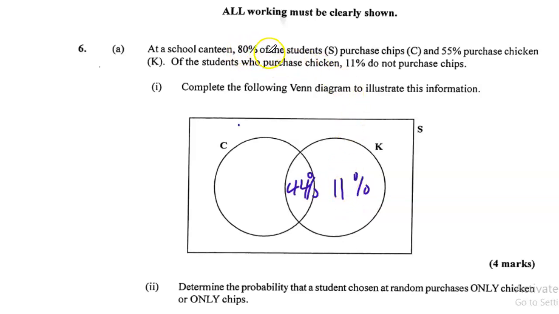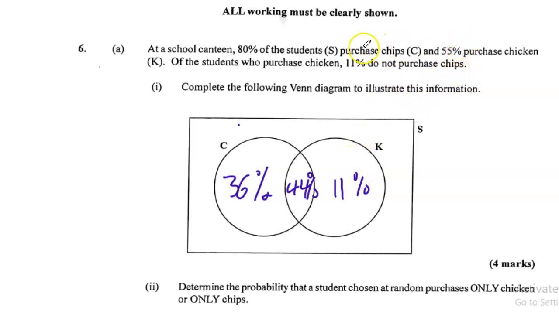Also, 80% purchase chips. Remember, chips is represented by C. So 80%. So to make up the 80% for chips, what's 80 minus 44? So this will be 36%. So let's double check it. So let's go over the question. So chips is 55, that's 44 and 11.